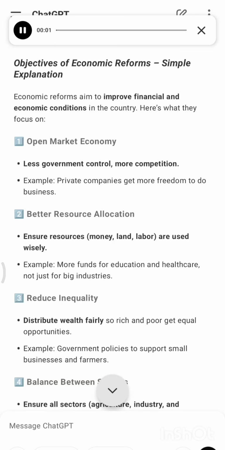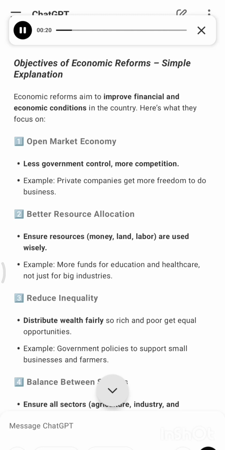Objectives of economic reforms. Simple explanation. Economic reforms aim to improve financial and economic conditions in the country. Here's what they focus on. 1. Open market economy. Less government control, more competition. Example, private companies get more freedom to do business.